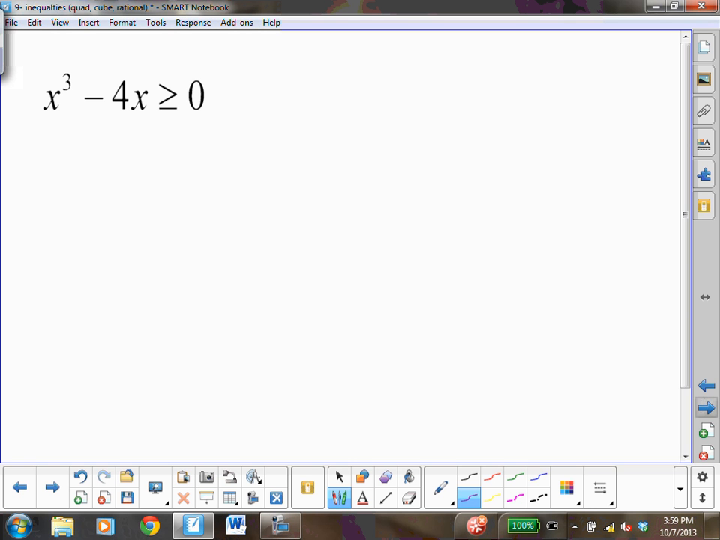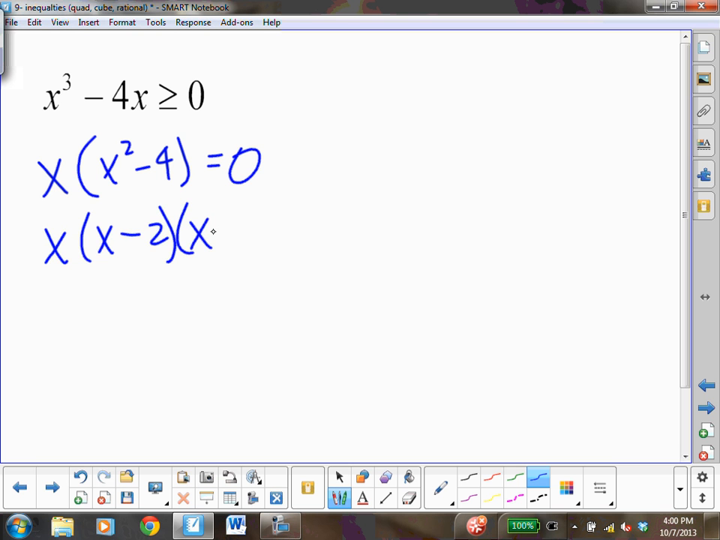Let's go ahead and solve this one. It's a cubic graph. I notice that I have an x in both terms, so I can factor out an x, and have x squared minus 4. And this factored portion can even factor further, since it's the difference of squares. And so my three solutions to this equation would be x equals 0, x equals 2, and x equals -2.